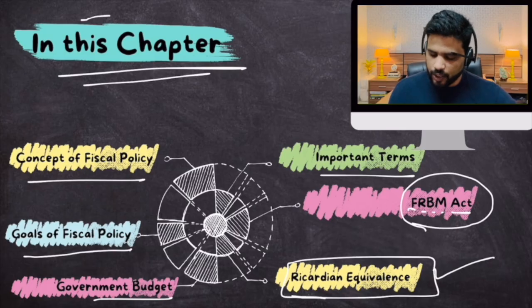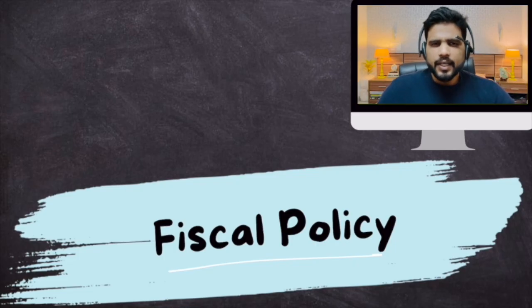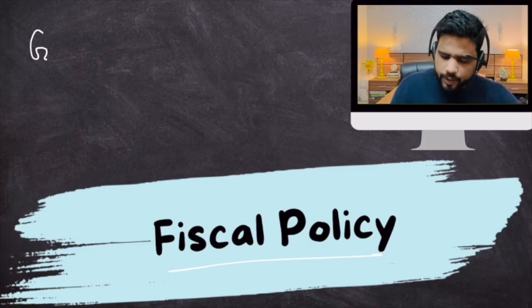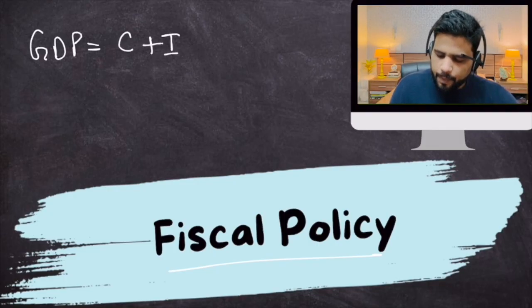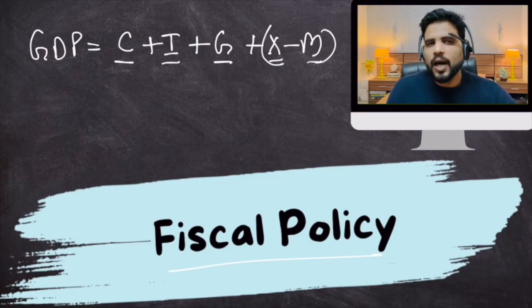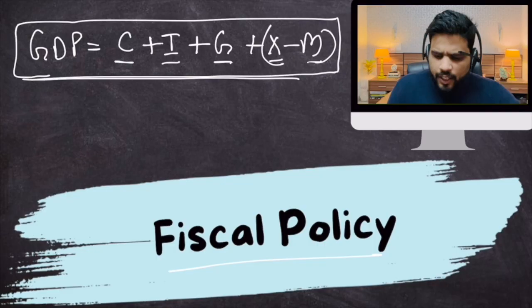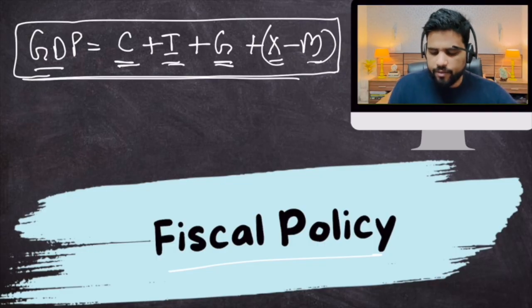So let's start today's discussion with subtopic number 1, which is the concept of fiscal policy. Now, do you guys remember what was the formula of GDP? You remember GDP was C plus I plus G plus X minus M. Where C stands for private consumption, I stands for private investment, G stands for government expenditure, X for exports, and M for imports. When we discussed this formula, I told you that it is going to come again and again in our lecture series. Well, today is the day where this formula is going to feature. So our GDP is basically driven by these 4 drivers: consumption, investment, government expenditure, and net exports.